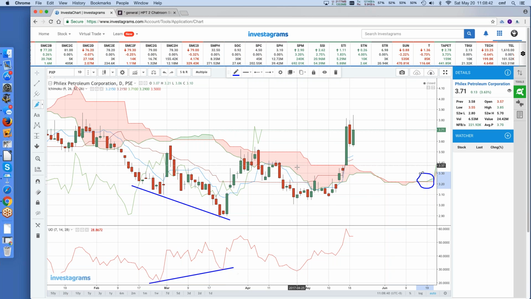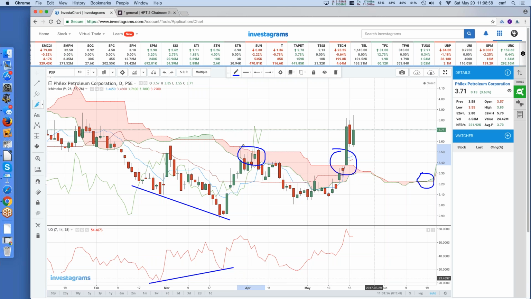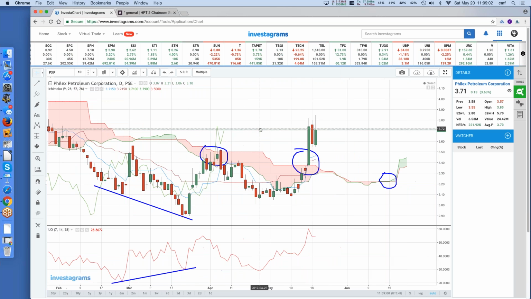You find a bullish Kumo twist here, price breakout above the Kumo right here, and crossovers, and a Chikou span break above the price 26 periods back. So this gives you a bullish scenario for PXP.